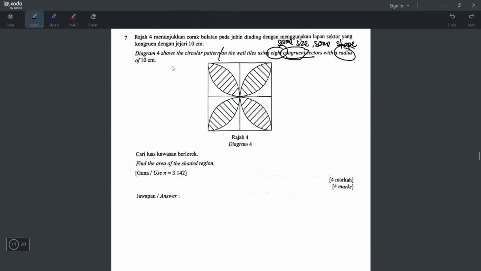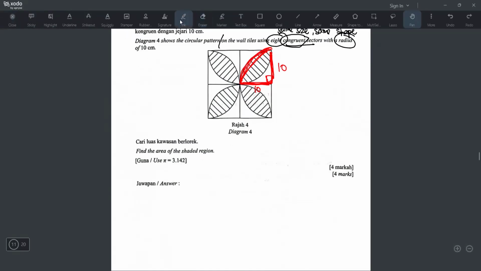And then they say with a radius of 10 cm. That means, okay, let's use this one. So like this, like this, like this, right? And then the radius is 10, 10. And this will be 90. Yeah, this will be 90, right? Okay, so now this says find area of shaded region. Use pi 3.142. Okay, the shaded region is this, right?